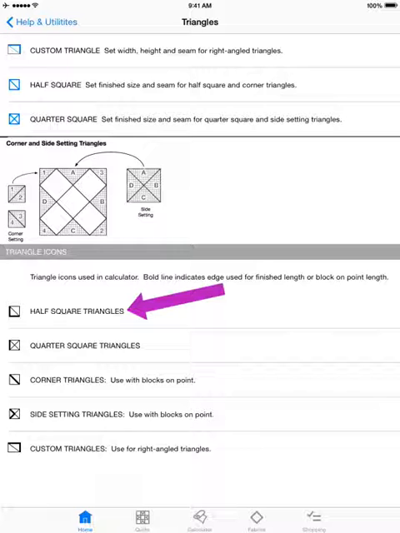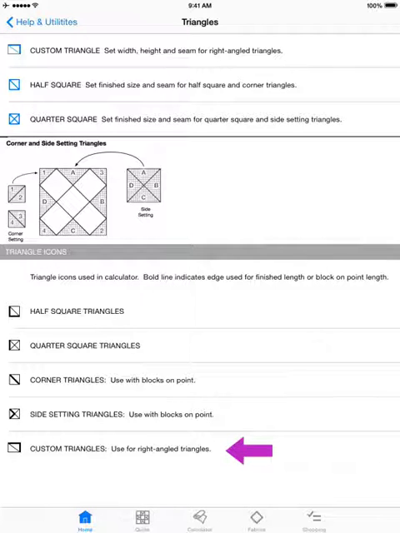Half square triangles use the length and the width measurement of a square block. Those are highlighted in bold black line. The quarter square triangles are highlighted with the outside edge of the triangle highlighted in black. Corner triangles use the diagonal of a half square triangle, so you'll see that line bolded. And then side setting triangles use the arrow of the triangle for blocks on point, and you'll see that highlighted too.